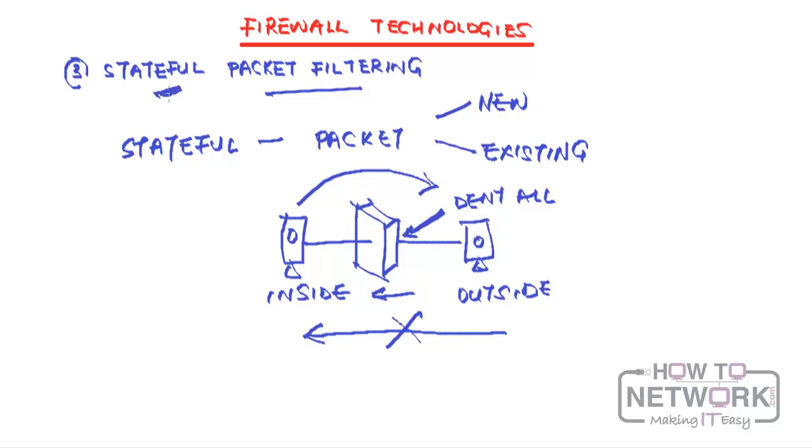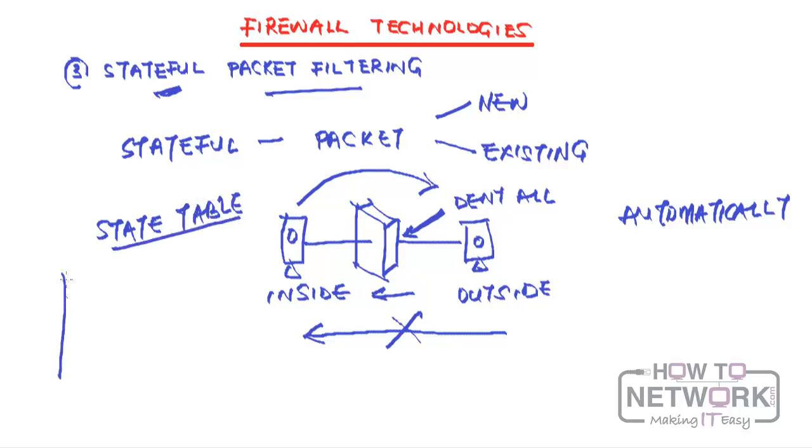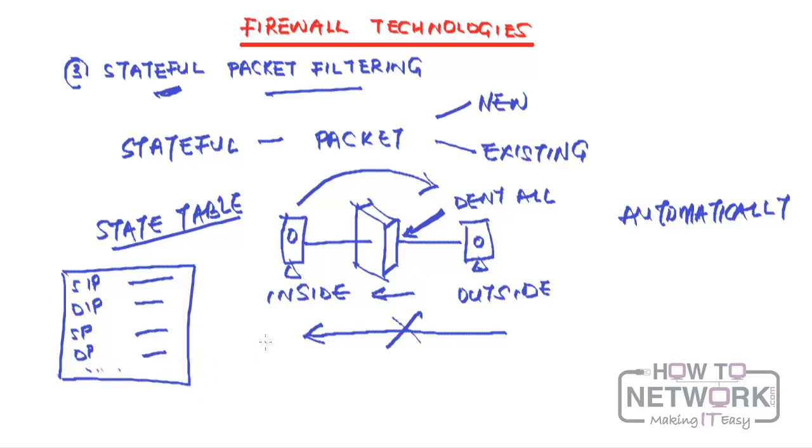But with the stateful packet filtering, it's able to automatically permit return traffic. That's because it keeps track of the state. So it keeps information like the source and destination ports and IP address and other information about the packet in a state table. So this is the state table that it uses. So for example, we could have something like source IP address, destination IP address, source port, destination port, and then you can have some other information like that.